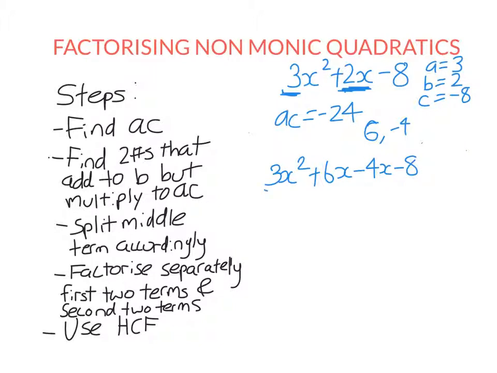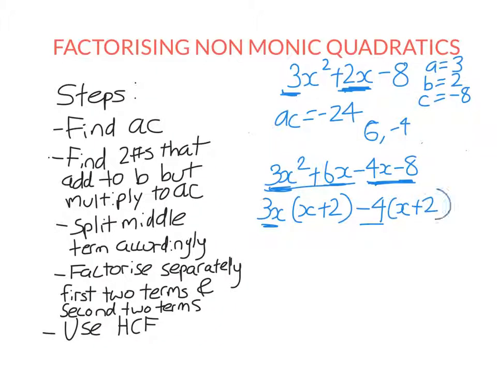Now I'm going to factorize the first two using highest common factor. So I'll take out the highest common factor of 3x. What do I times by 3x to get 3x squared? What do I times by 3x to get 6x? Now I'm going to do the second two terms. I'm going to take out a common factor of minus 4. What do I times by minus 4 to get minus 4x? The answer is x. What do I times by negative 4 to get negative 8? That's actually positive 2. So again, I have the same brackets in both cases. So I move that out the front, and I'm just left with 3x minus 4.